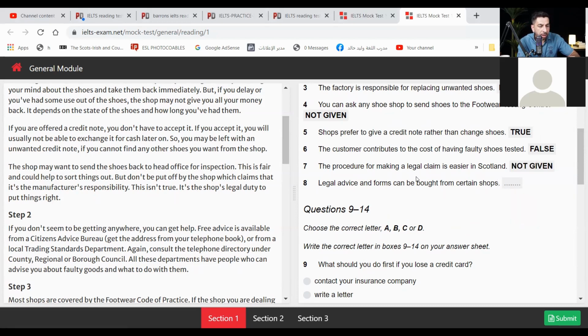Legal advice and forms can be bought from certain shops. Legal advice? Not given. I haven't read anything regarding legal advice. So you don't recall reading something regarding legal advice here.